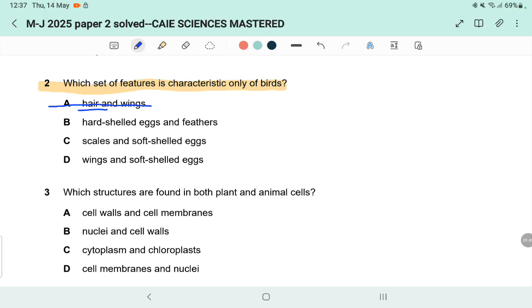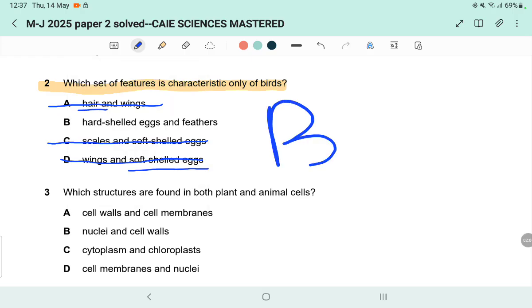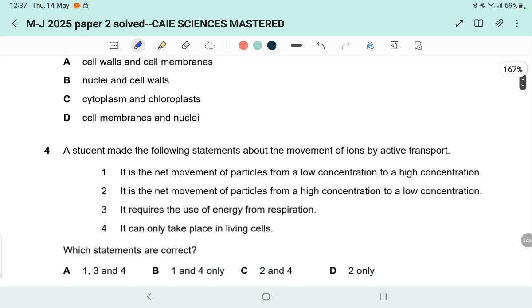So A, we're going to cross it, it's wrong. C, scales, and scales are for reptiles, so you're going to cross that too. Wings and soft-shelled eggs. Well, soft-shelled eggs are not for birds, they're for reptiles, like lizards for example. So we're going to cross it, and the only correct answer in this question will be B. So the answer is B.